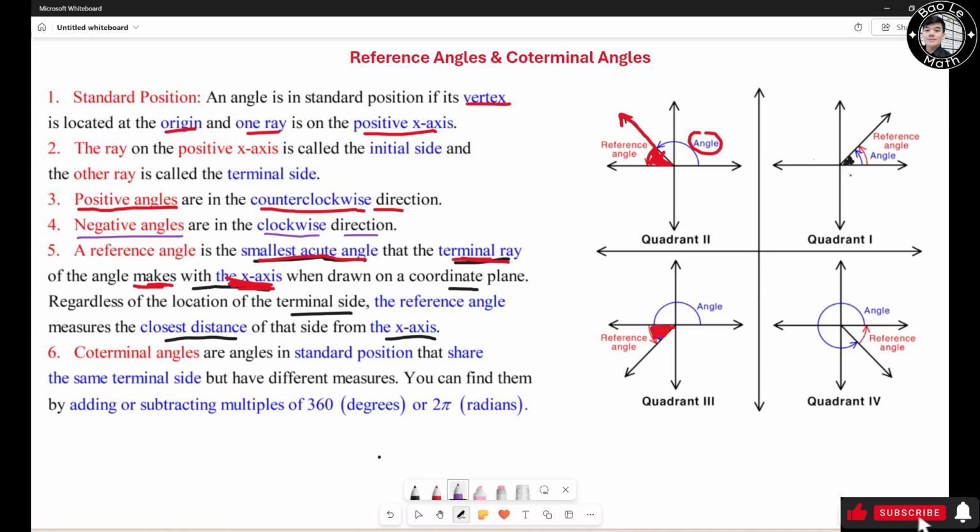So, for example, the first case right here, if the angle is 40 degrees, right? Then the reference angle must be 40 degrees, right? Because they're both the same. Now, the second one, if the angle is 120 degrees, right? Then in order to find the reference angle right here, you're going to take 180, right? Subtract 120, right? It's going to be 60 degrees, right?